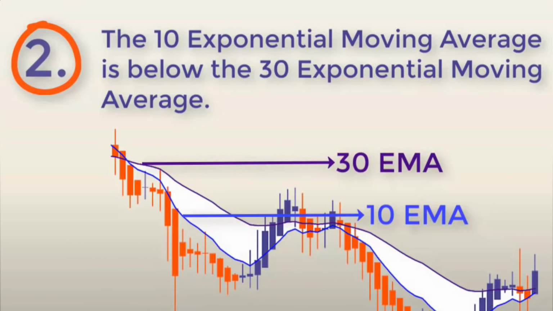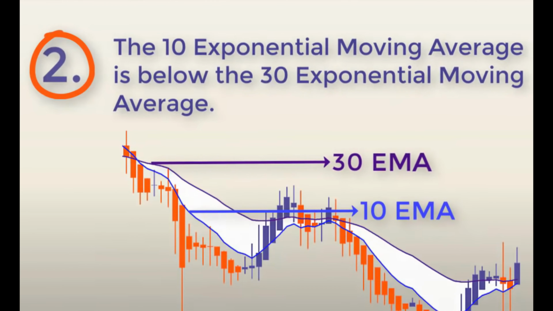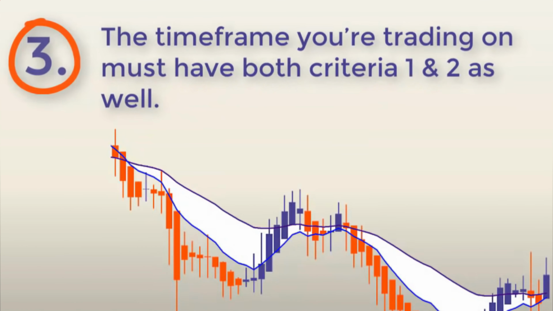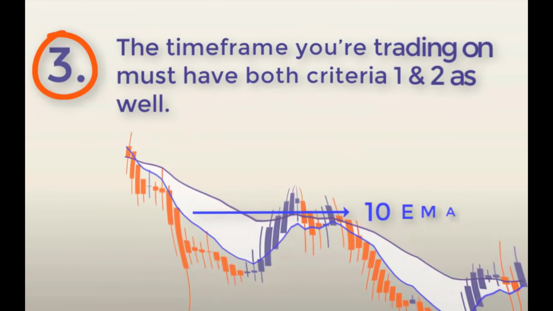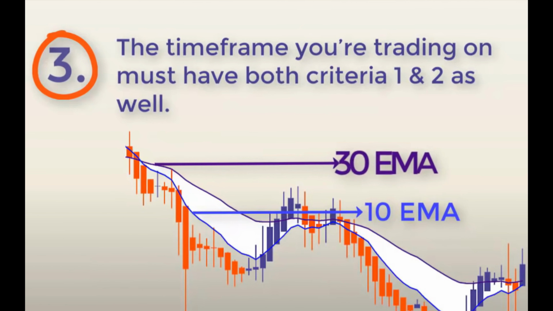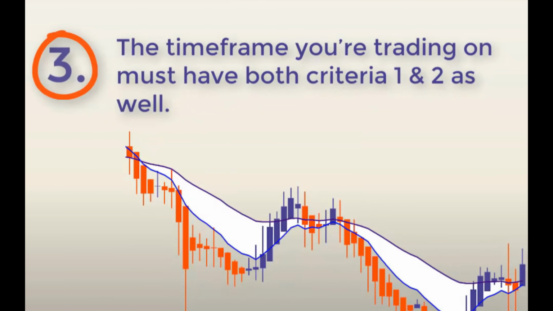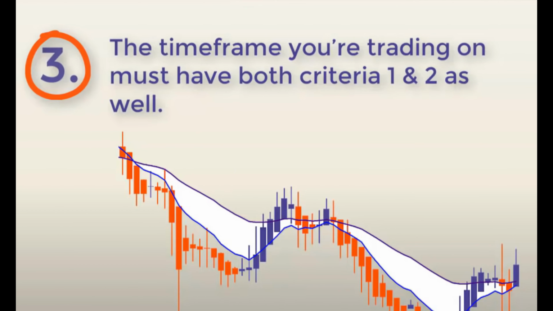Criteria number 2. The 10 exponential moving average is below the 30 exponential moving average. This is straightforward, and you should have no difficulties identifying this on your chart by now. Criteria number 3. The time frame you're trading on must have both criteria 1 and 2 as well. Once you have all 3 criteria, I will look to go short when price bounces off either of the exponential moving averages, and the first bearish Heiken Ashi is formed of a lower high.